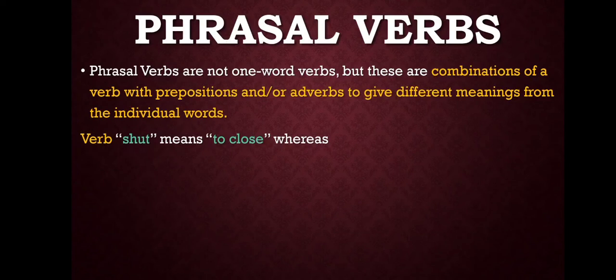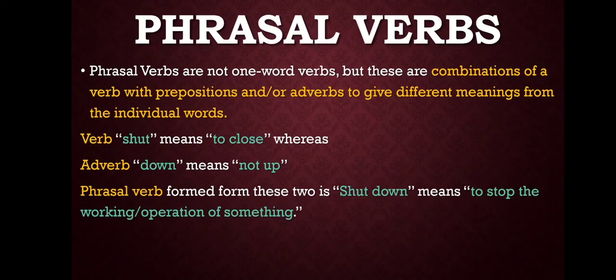Take an example over here. Here is a verb, shut, and shut means to close. Here is an adverb with us, that is down. Down means not up. So from these two different words, we have made a phrasal verb, shut down, and this shut down means to stop the working of something, to stop the operation of something. This is all about phrasal verbs, how we join two different things together to make one whole. A verb and an adverb have been joined together to make a new phrasal verb.